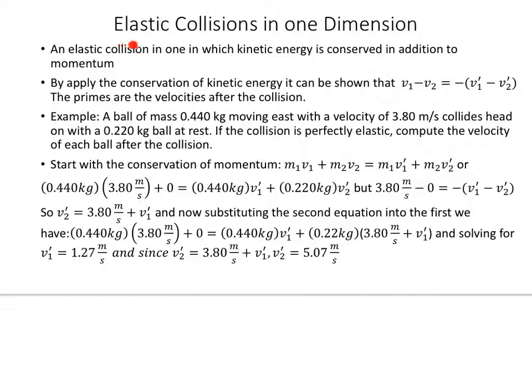Okay, now we're going to talk about something called an elastic collision in one dimension. An elastic collision is one in which kinetic energy is conserved in addition to momentum. Let me just say that in all collisions, momentum is conserved, but only in some collisions is kinetic energy conserved. And actually, these are pretty rare because anytime two things collide, you usually hear a click or a bang or something that indicates that energy is being lost as a result of the collision.